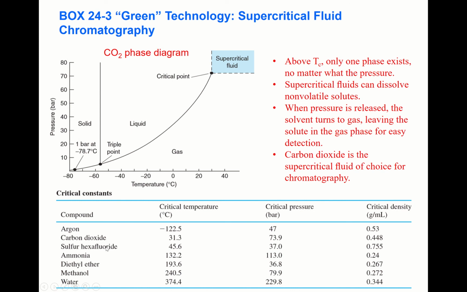Sulfur hexafluoride is also easy to make a supercritical fluid, but it is not very inert, whereas carbon dioxide is an inert material. For ammonia, you have to increase both the temperature and the pressure a lot. So supercritical CO2 is the most commonly used supercritical fluid. It is used industrially to extract caffeine from coffee.